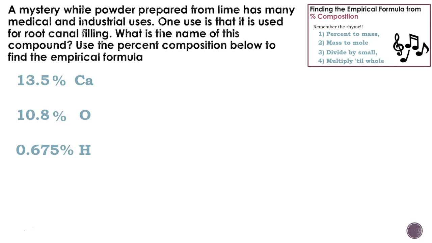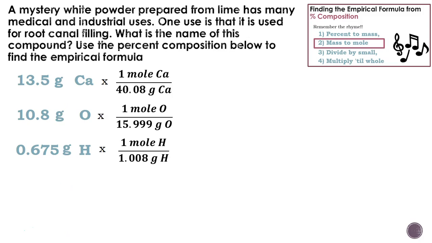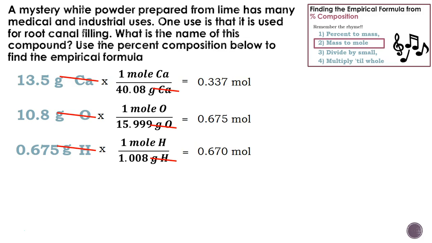A mystery white powder prepared from lime has many medical and industrial uses. One use that it is used for is root canal filling. What is the name of this compound? Use the percent composition below to find the empirical formula. So go ahead and use the first step, which is percent to mass, then mass to mole. You can see that grams are going to cancel. Our answers are going to be in moles.